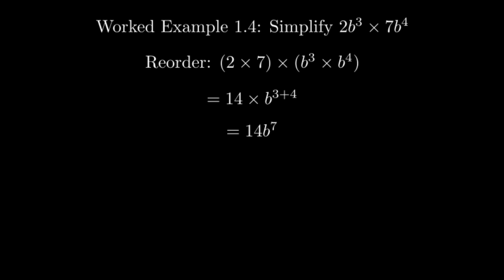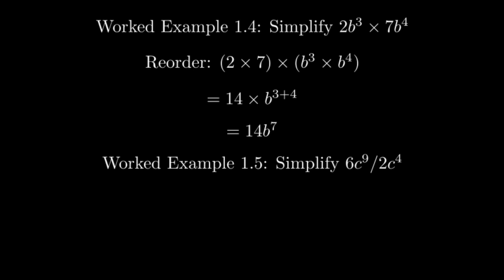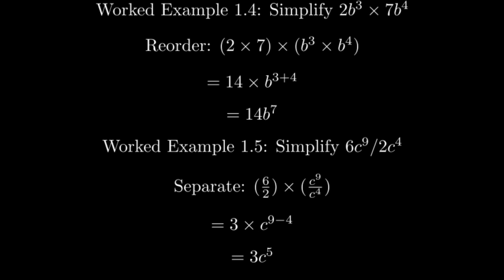The same idea applies to division. Let's simplify 6c to the ninth divided by 2c to the fourth. We can think of this as two separate fractions, the fraction with the numbers and the fraction with the variables. So we have 6 divided by 2 times c to the ninth divided by c to the fourth. 6 divided by 2 is 3. For the variables, we have the same base c, so we subtract the exponents, 9 minus 4. This simplifies to 3c to the fifth. Again, we handle the coefficients and the variables separately.